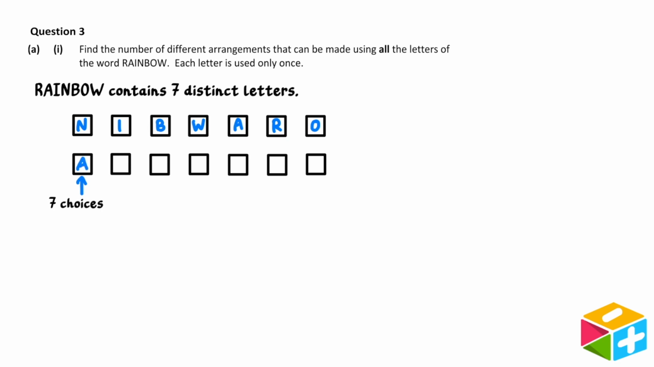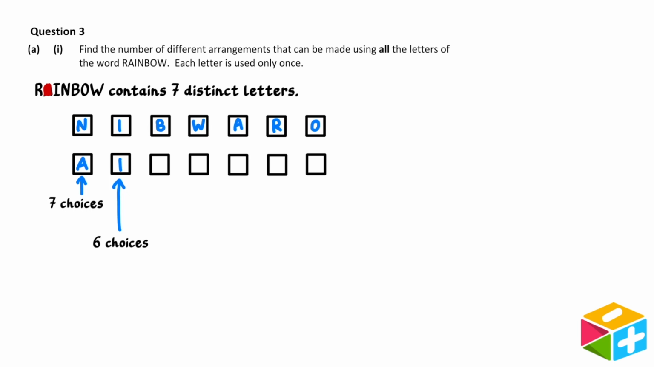When it comes to the second box, things are more restricted. Each letter can only be used once, and I've already used my A. This means that we've 6 choices left for the second box. R, I, N, B, O, and W. As an example, let's say I fill this in with I.